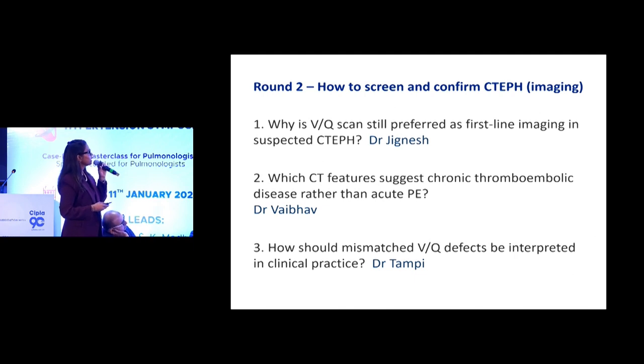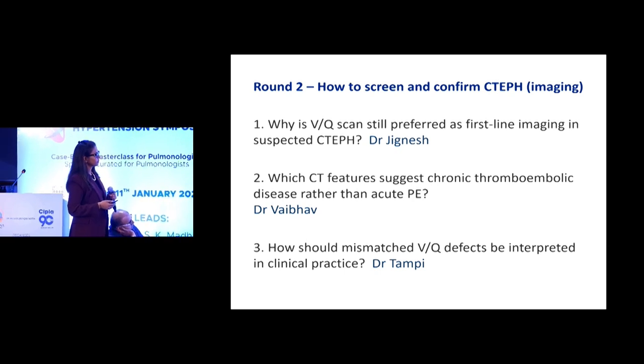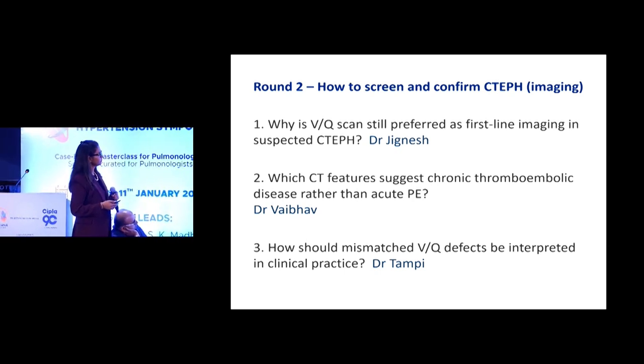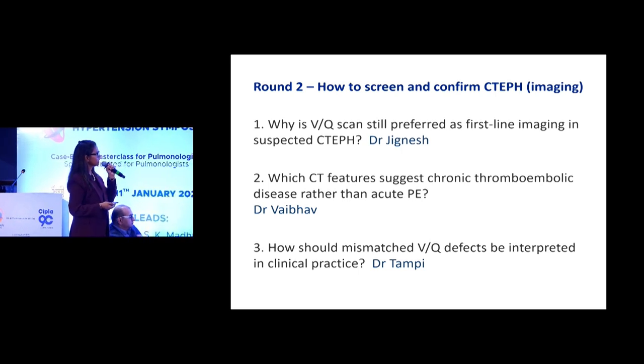So Dr. Jignesh, why is VQ scan preferred as a first-line imaging in suspected CTEPH? So VQ scan has the highest sensitivity, close to 100%, so it does not miss even distal peripheral defects. And it has been confirmed by the ERS 2022 guidelines as level 1 evidence. No contrast is required, so that is again safer. And CT might sometimes miss the distal disease.